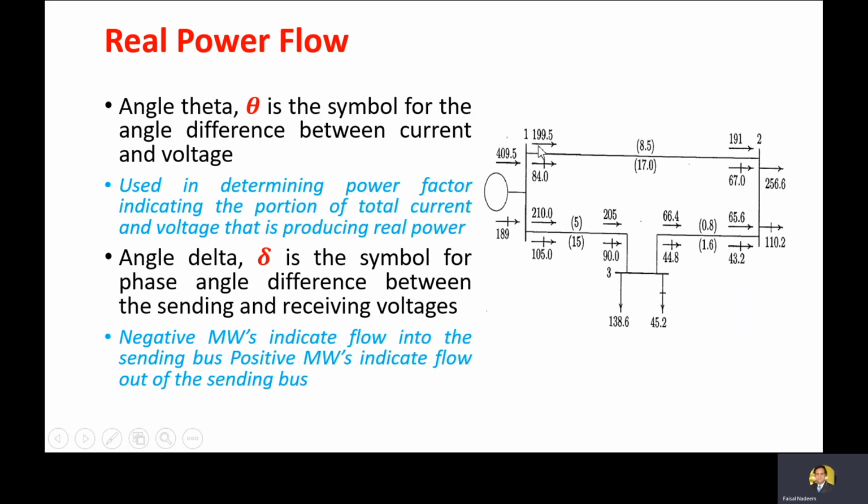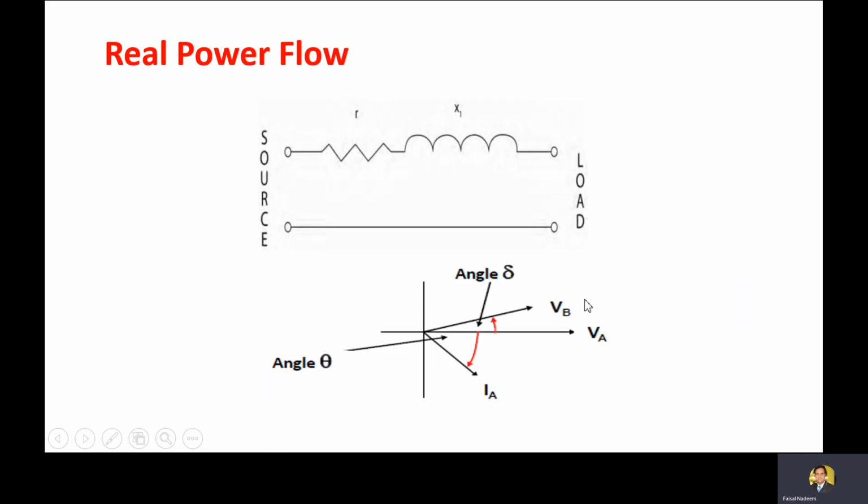This power that is flowing outwards from the bus will be represented with the positive sign, and this megawatt power, which is entering bus number 2, will be represented with the help of a negative sign. So when we add these two powers, this results in the calculation of the power loss of the whole line, which is around 8.5 in this case. So this statement is actually explaining this thing.